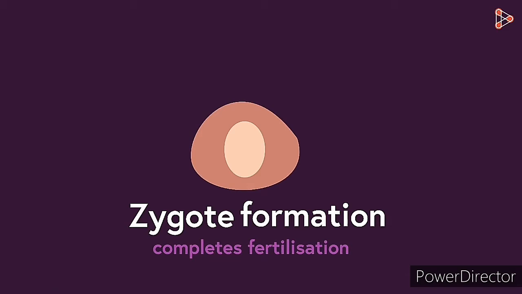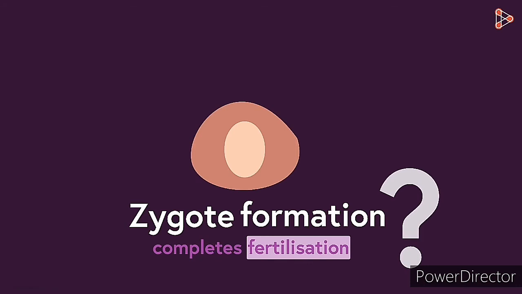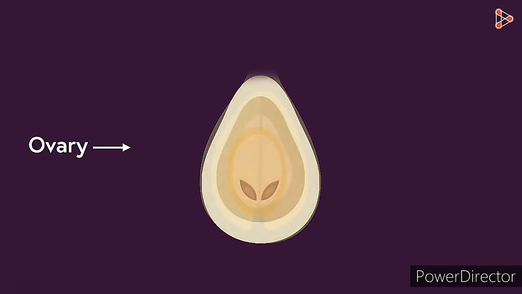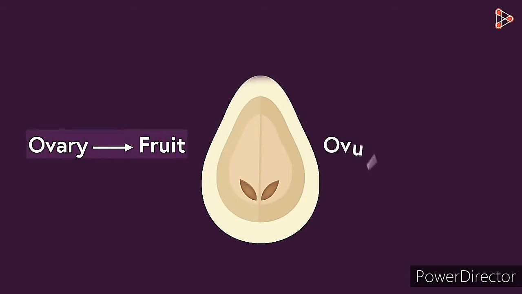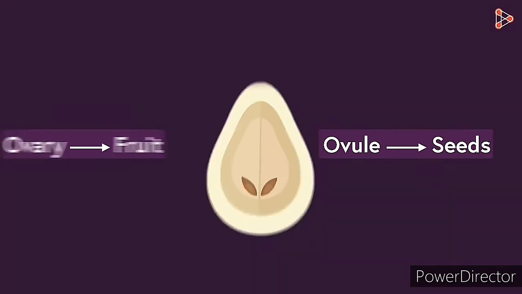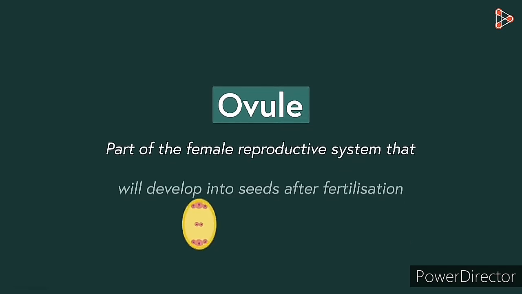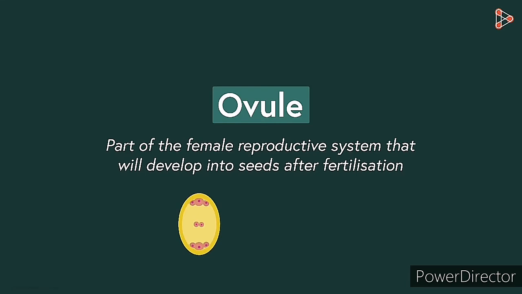Then, what happens next? What will happen when fertilization is successfully accomplished? So after fertilization, the ovary develops into a fruit and the ovule develops into seeds. So now what is an ovule? An ovule is a part of the female reproductive organ that will develop into seeds after fertilization.